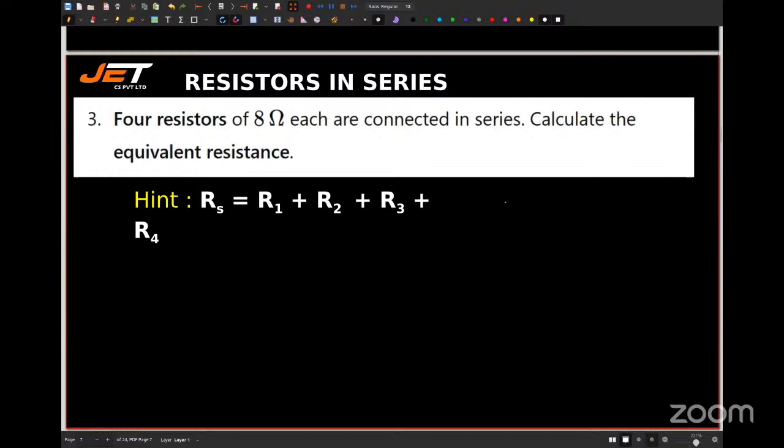Okay, this is very simple and straightforward. So here R1 is equal to R2 is equal to R3 is equal to R4, which is equal to 8 ohms. Why is that? Because they said it is four resistors of 8 ohms each. That means everything is 8 ohms here. Now we put it in the formula. Rs is equal to 8 plus 8 plus 8 plus 8, which is equal to 32 ohms. Simple, right? That's the answer.